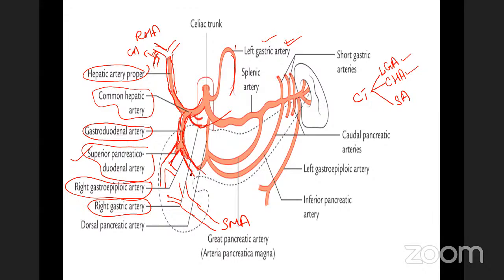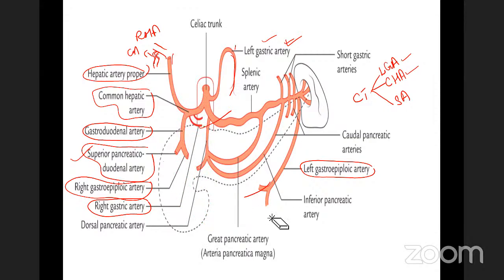Now, we have the right gastroepiploic artery, which will anastomose with the left gastroepiploic artery at the greater curvature of the stomach. Now, quickly we will revise once again the common hepatic artery because many branches are there. We discussed that common hepatic artery passed to the right. It gave the right gastric artery. Then it gave the terminal branches hepatic artery proper and gastroduodenal artery.